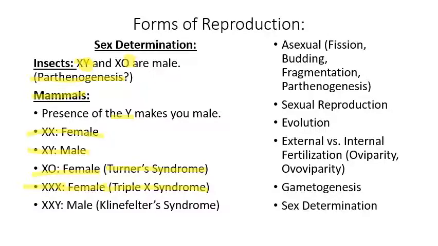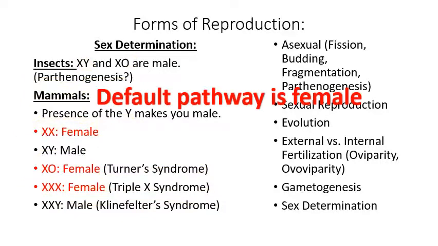And there is a condition where you have 2 X's and a Y, and I said that having the Y makes you male, and that is referred to as Klinefelter syndrome. Right? So here we have the 2 normal conditions, male and female, determined by XX and XY. That's what most people have, but there are exceptions. X nothing, Turner syndrome. 3 X's, triple X syndrome. And XXY, you're male and you have Klinefelter syndrome. But this again illustrates that if you have no Y, you become female by default.